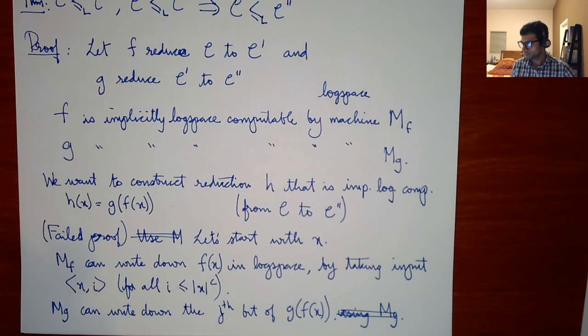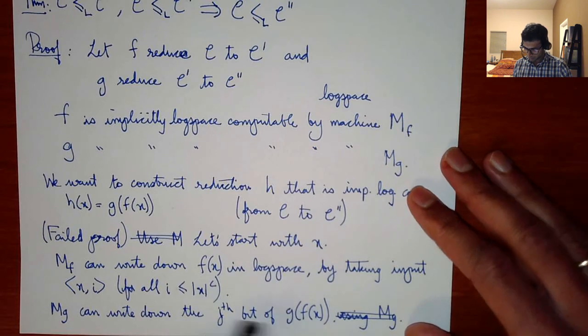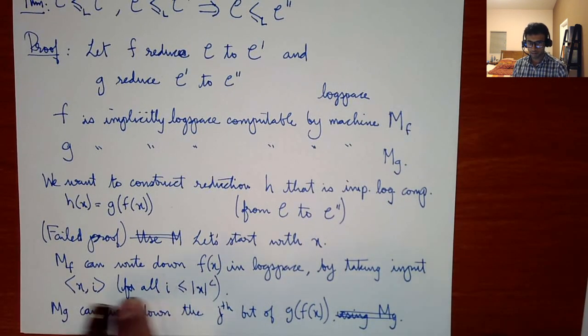J might require other bits of f. So G might require other bits of f to get J. Right, but I've written down this for all I.